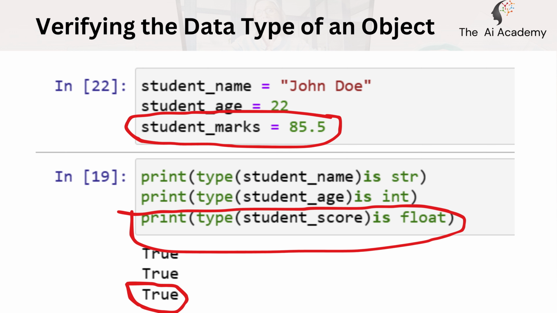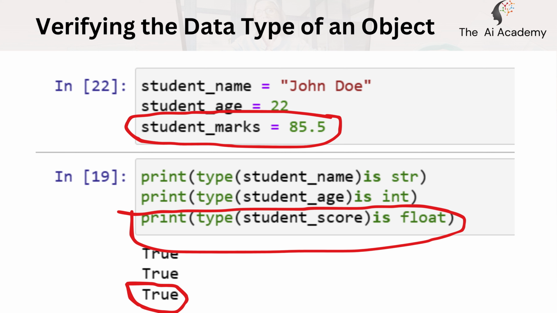type(student_marks) is float. We use the type function to get the data type of the student_marks variable, which is class float. Then, we use the is keyword to check if the data type returned by type(student_marks) is the same as the float class. Since student_marks is a float, the expression type(student_marks) is float evaluates to true.